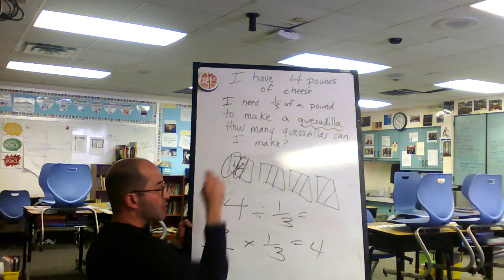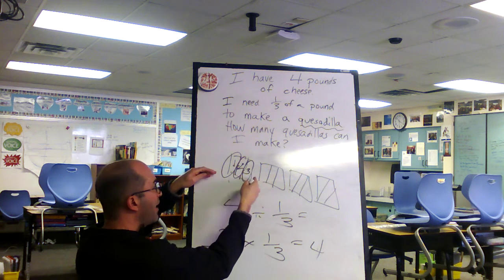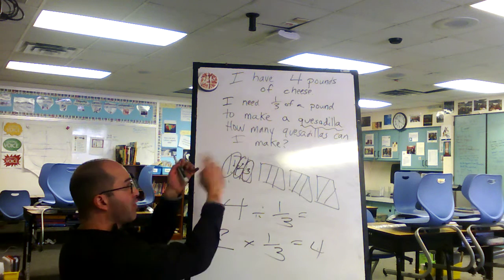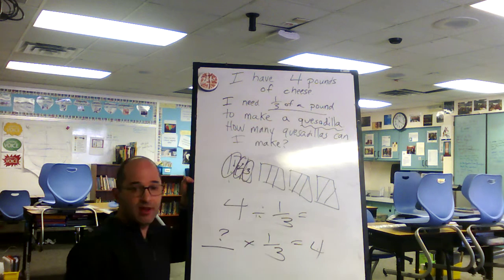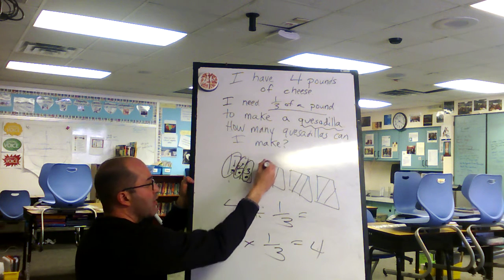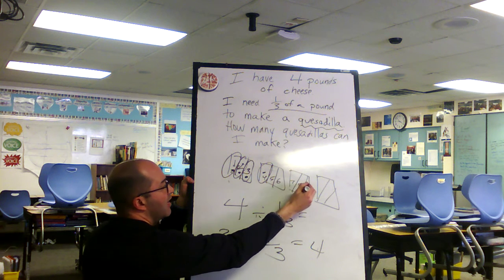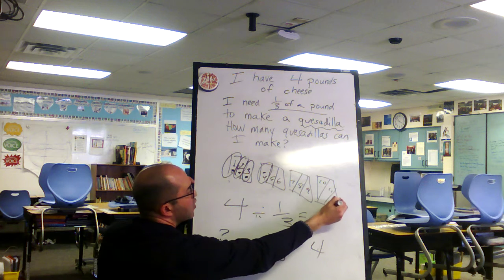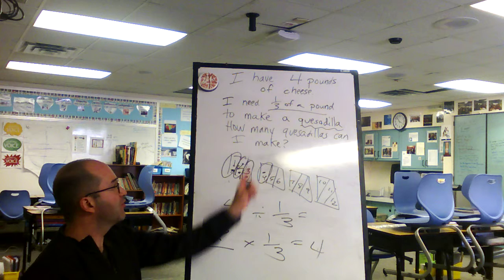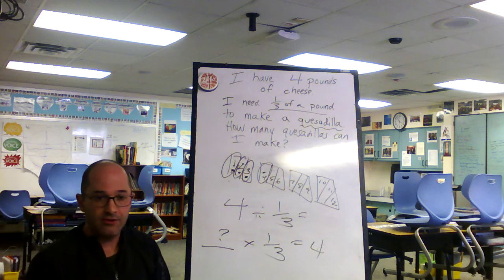Another 1/3 of a pound would give me another quesadilla. That's 2/3. That's 2 quesadillas. Another 1/3 of a pound would give me 3 quesadillas. So in 1 pound of cheese, I could make 3 quesadillas, right? Because every 1/3 of a pound gives me a quesadilla. Here's another 1/3 of a pound. 4 quesadillas, 5 quesadillas, 6, 7, 8, 9, 10, 11, 12 quesadillas. I could make 12 quesadillas with 4 pounds of cheese if every 1/3 of a pound got me a quesadilla.